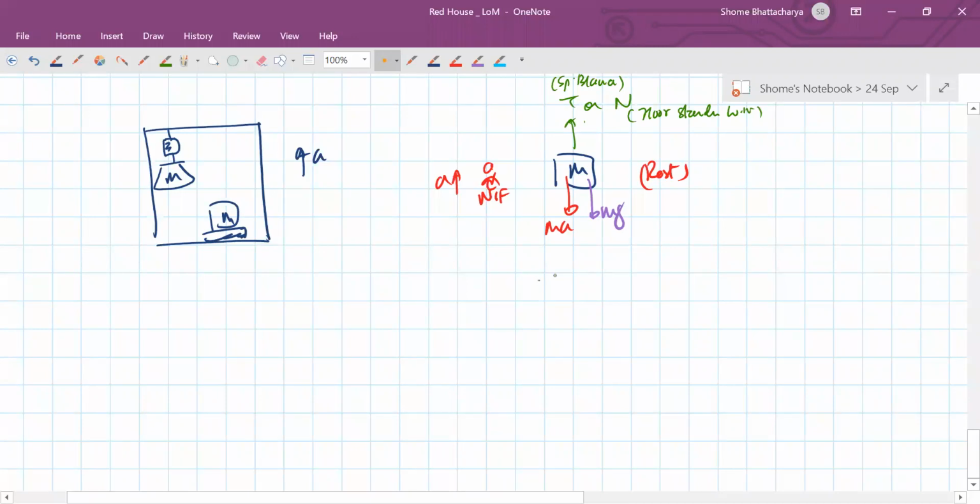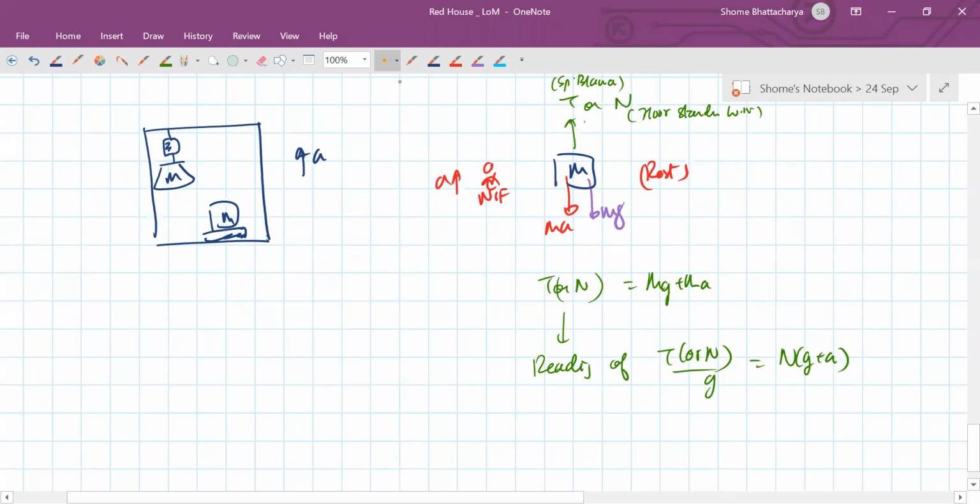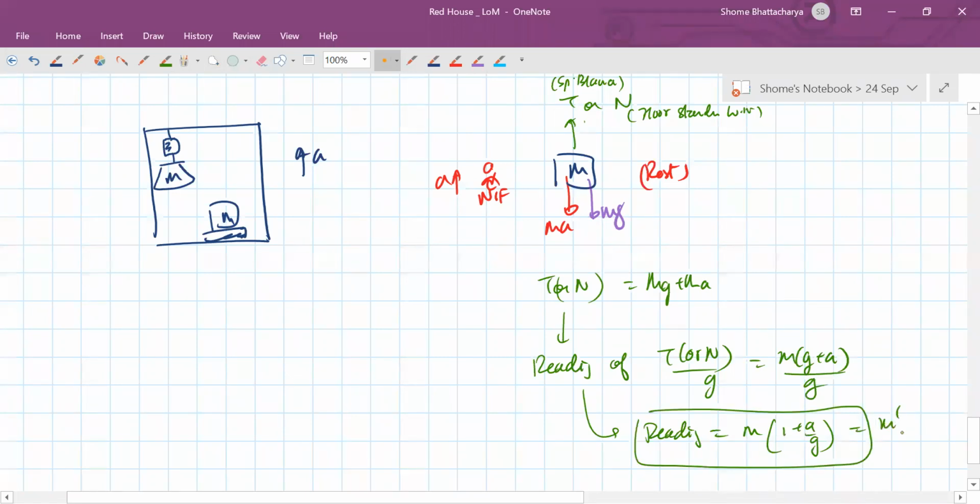So in either case, T or N becomes mg plus ma. Now it measures this and reports a reading. It gives a reading of the tension or normal reaction divided by g, so it gives a false reading. The reading in this case becomes m into 1 plus a by g. Let's say this is m prime, the reading it gives. So m prime is more than the true weight.